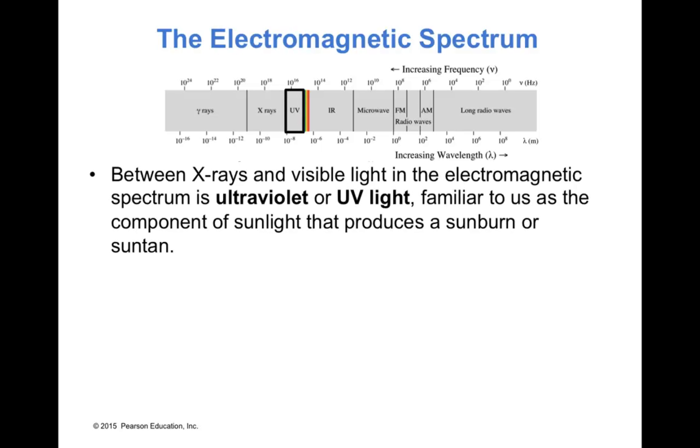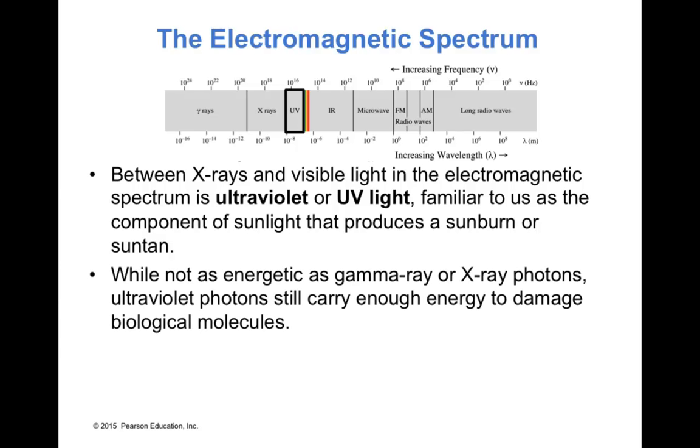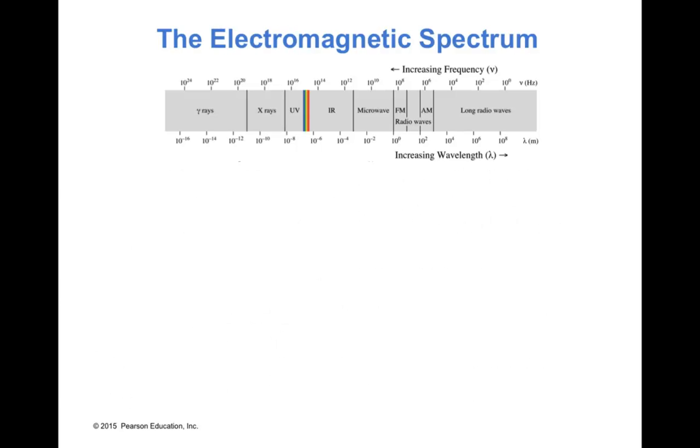Between X-rays and visible light in the electromagnetic spectrum is the ultraviolet or UV light, familiar to us as a component of sunlight that produces sunburn or suntan. While not as energetic as gamma ray or X-ray photons, ultraviolet photons still carry enough energy to damage biological molecules. Excessive exposure to ultraviolet light increases the risk of skin cancer and cataracts and causes premature wrinkling of the skin.